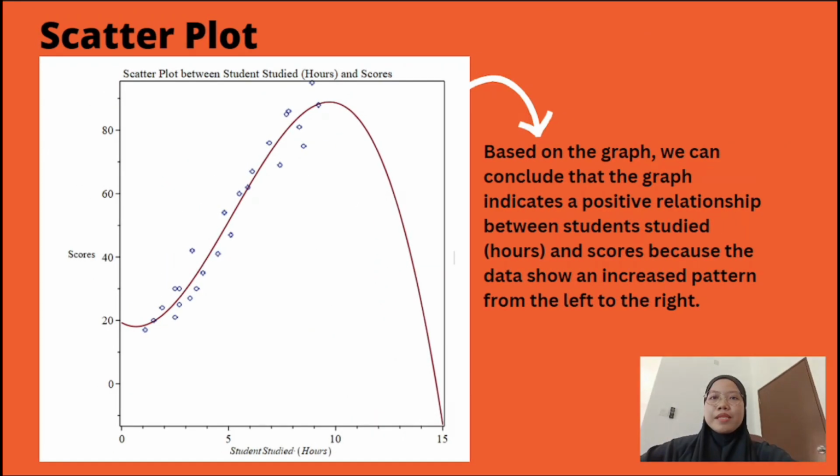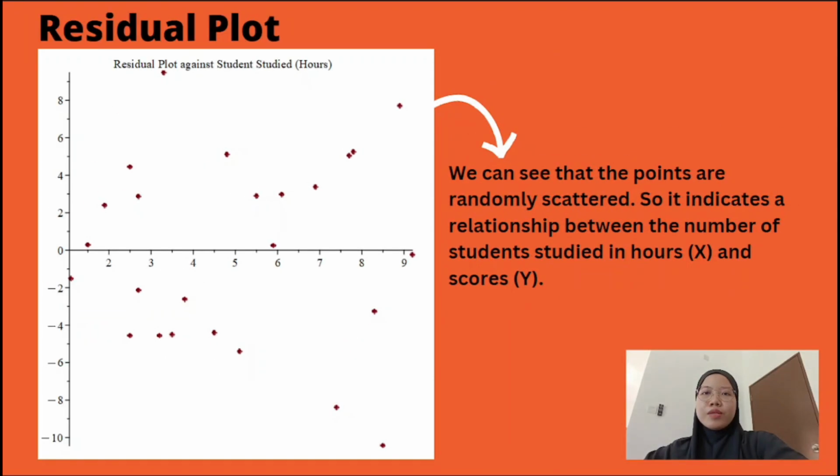Scatter plot. Based on the graph, we can conclude that the graph indicates a positive relationship between students' study hours and score, because the data show an increasing pattern from left to right. Residual plot. Based on the residual plot, we can see that the points are randomly scattered, so it indicates a relationship between the number of hours students studied, our x, and score, y.